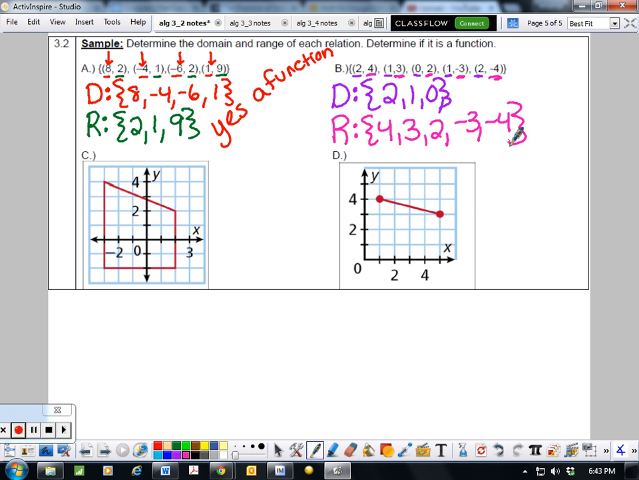Now I have to decide if it's a function. So for a function, I'm looking at the x values. So are any of my x values repeated? Boom. 1's repeated. There's a second time 1 occurs. Boom. 2's repeated. So no, this is not a function. Because 1 has 2 outputs, because 1's listed twice. And then 2 has 2 outputs because 2 is listed twice.